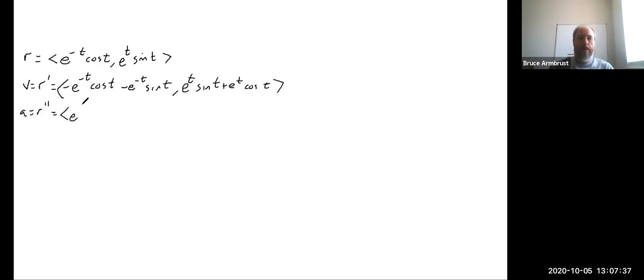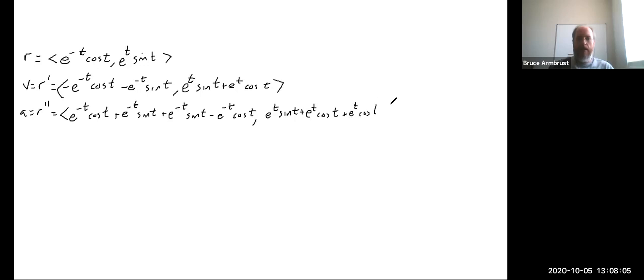So we get e to the minus t cosine t plus e to the minus t sine t plus e to the minus t sine t minus e to the minus t cosine t. So that's a product rule on those two pieces. And then similarly over here, we're going to get e to the t sine t plus e to the t cosine t plus e to the t cosine t minus e to the t sine t. All right, so how are we doing so far? Not too bad, I hope.